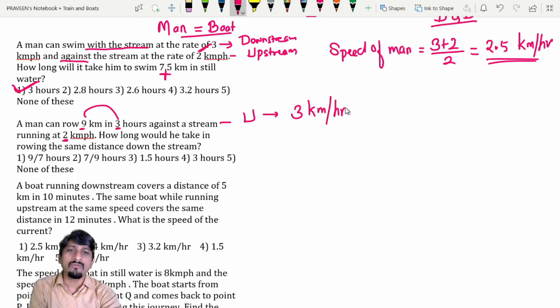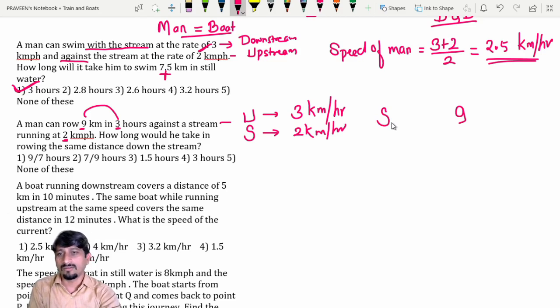Do I have to tell you what this is? Not required, right? The stream is running at 2 km per hour. So now the speed of the stream is given, 2 km per hour. Now what else do you need? Nothing, right? How long would it take to row the same distance, that is 9 km? So we have to find out time.